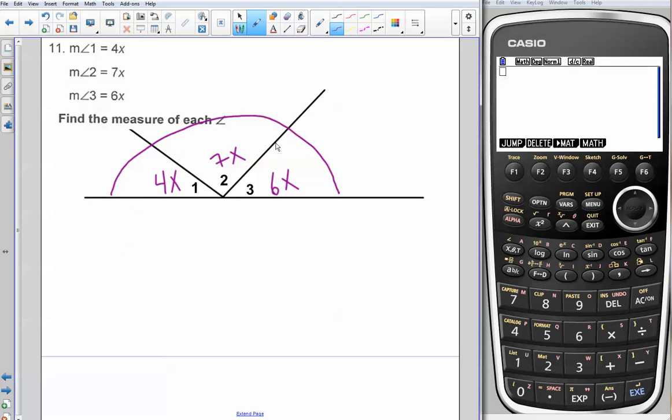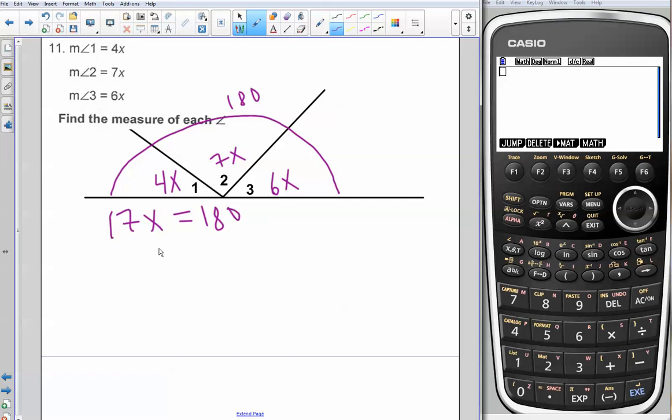And one way to do this is I know that I'm going to use the angle addition postulate. This is basically a linear pair, even though it's a slight misnomer. This all adds up to 180. And that's exactly what I'm going to do. I'm going to add all these up and set it equal to 180. Well, there's 10 plus 17, so 4 plus 7 plus 6 is 17x is equal to 180.